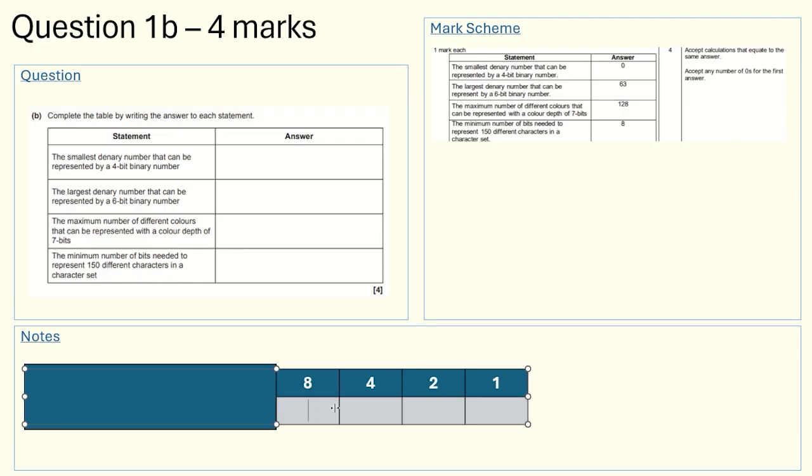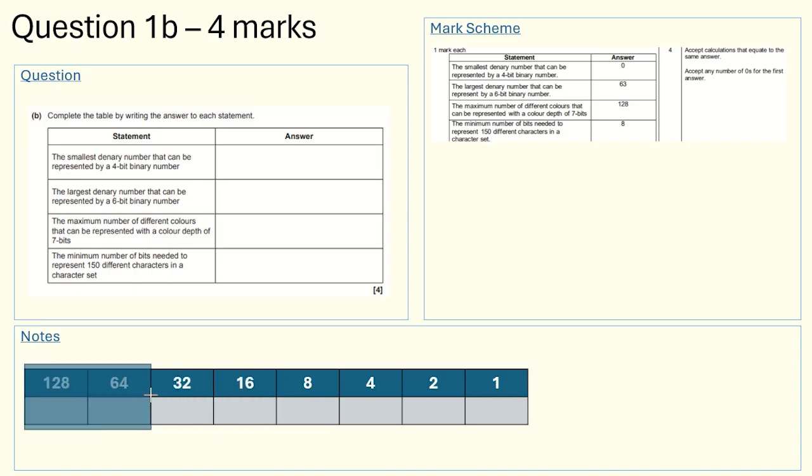Second statement says the largest denary number that can be represented by a 6-bit binary number. So let's change this around a little bit and we'll add 2 more bits. So now we've got 6 bits and we're trying to make the largest denary number. So essentially what we're saying here is if all of these were 1, what would the largest number be? So if we add 32 to 16, we get 48. Add 8 is 56, 60, 62, 63.